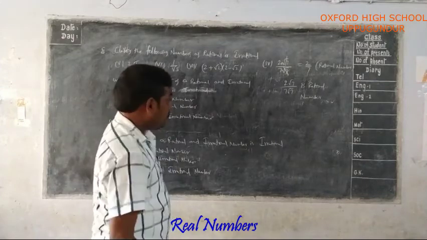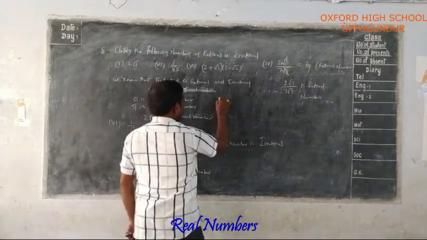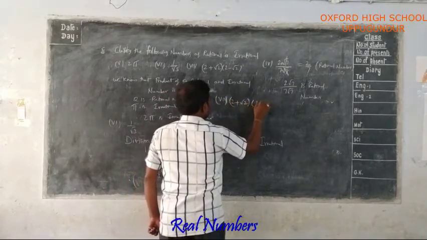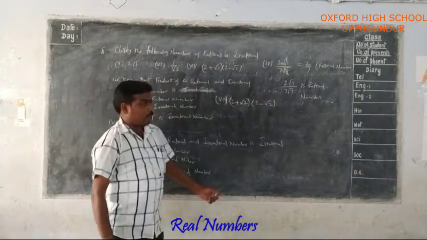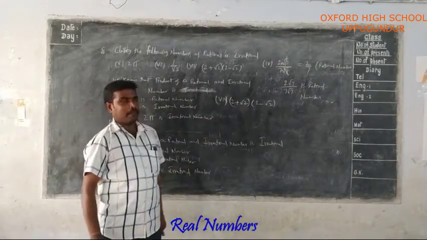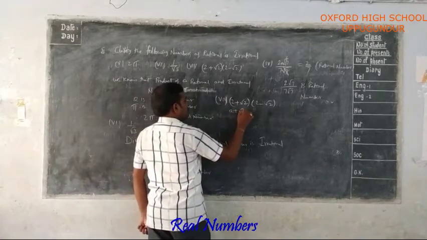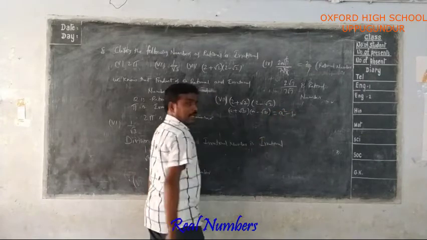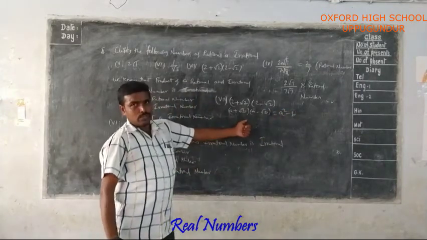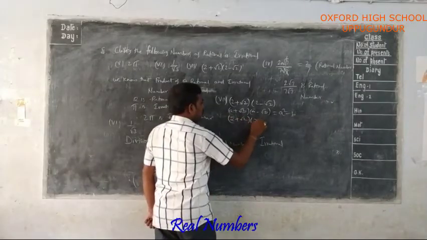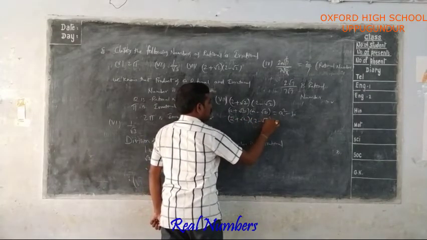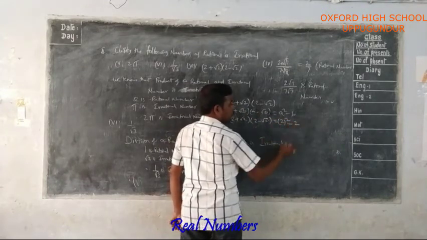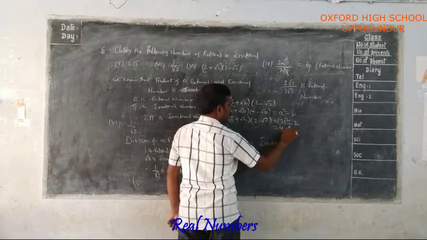Next, 2 plus root 2 into 2 minus root 2. Seventh one. So this is in the form of an identity, a plus root b into a minus root b, which is a square minus b. Already in the previous problem we used this identity. So 2 plus root 2 into 2 minus root 2 equals 2 square minus 2. 2 square is 4. 4 minus 2, 2.